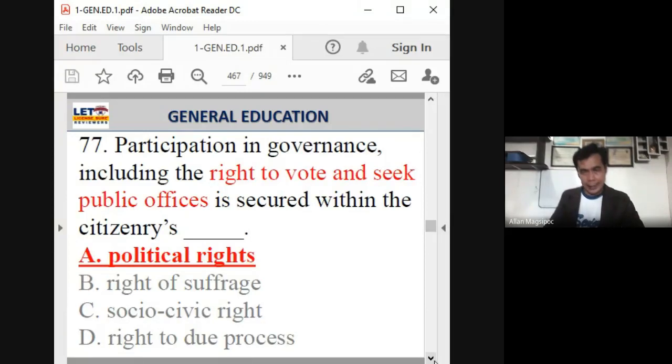In fact, letter A. That's political rights. Kasi kung sinabing right to vote lang, suffrage yun. Pero meron kasing nakadagdag sa question na seek public offices, meaning you can run. You can run for office or mag-candidate ka. Kasi yung suffrage, right to vote. But this one kasi nasa question natin is right to vote and seek public offices. And all of these rights, itong B, C, and D are under political rights. Lahat yan, yung suffrage, social civic right, and right to due process are all classified under the political rights. Okay? May mga ganun na question ha? Parang tama lahat. But you have to understand the question. Okay, next.